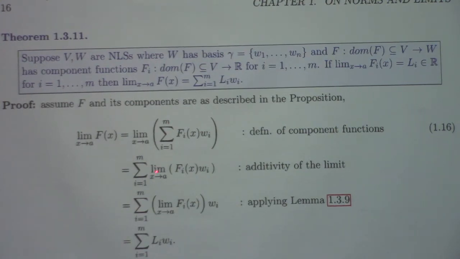Let's see here. So we can pull the sum out because the limit is additive. Then this lemma that I can pull a constant vector out, the basis is fixed, right? Independent of the limit, so I can pull the basis vectors out like that. These are given to be L sub i, and there's the theorem. So what this says is that if you can calculate the limits of each component function of a vector valued function, then the limit of the whole vector valued function is just the linear combination of those limits in the natural way.